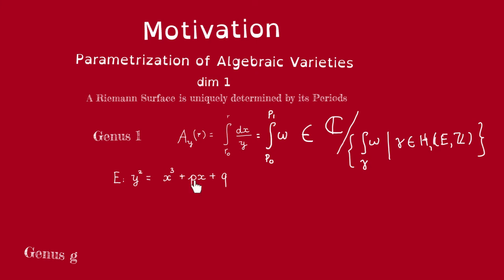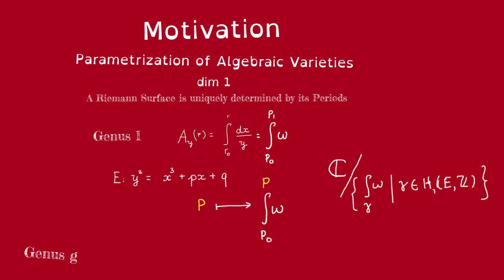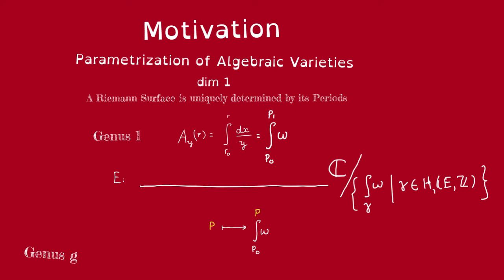So what's the isomorphism from the elliptic curve to this quotient of C? Well, we fix the point P0, and then every point P of the elliptic curve is sent to this integral. This gives us an isomorphism between the elliptic curve and the torus obtained by quotienting out by the period lattice, and that's why the period determines this Riemann surface of genus 1.